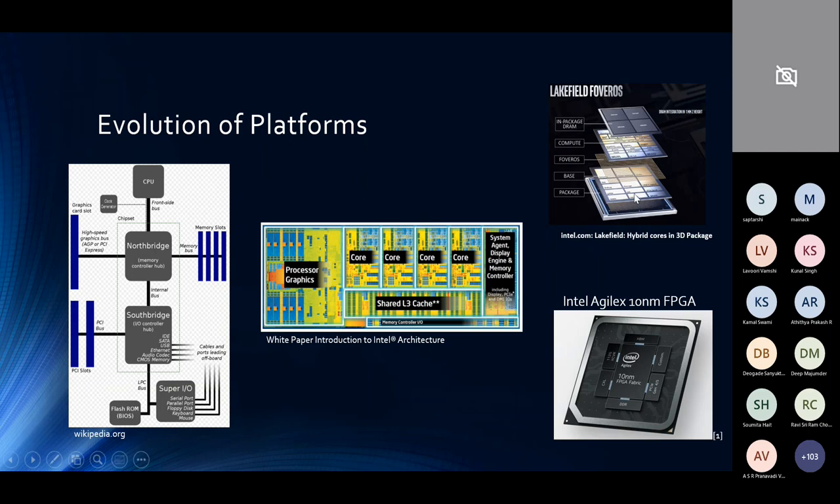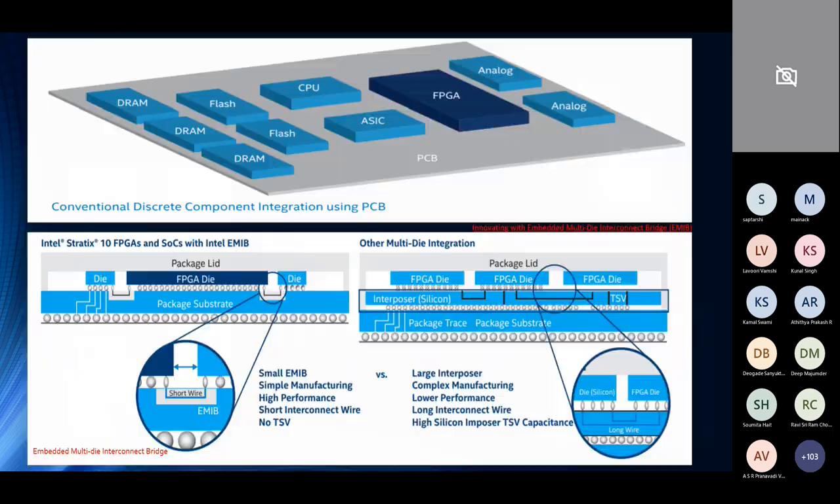And what you see on the top right is a Lakefield platform. I keep calling these platforms because they indeed are. Lakefield uses something called Intel Foveros. Intel Foveros is a true 3D packaging solution, and we'll see what that means in a minute. So this, in a nutshell, is kind of the way platforms have evolved over time, the way we know our PC system.